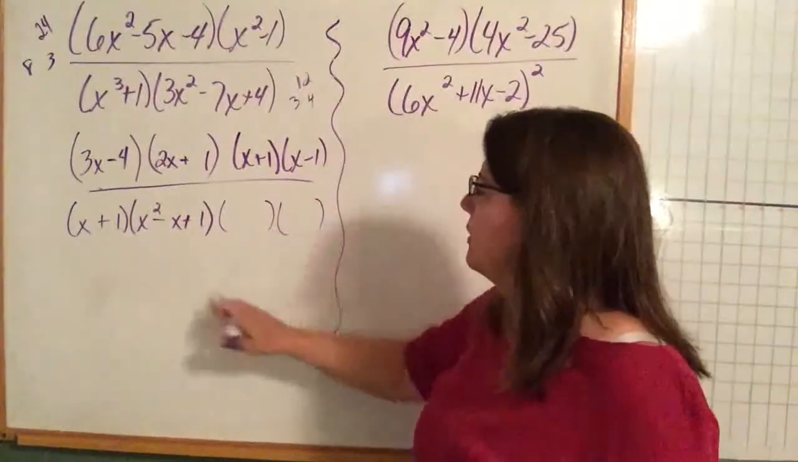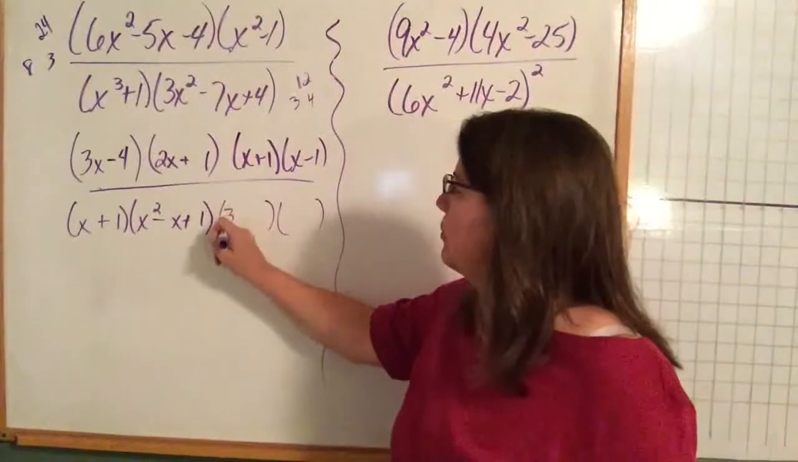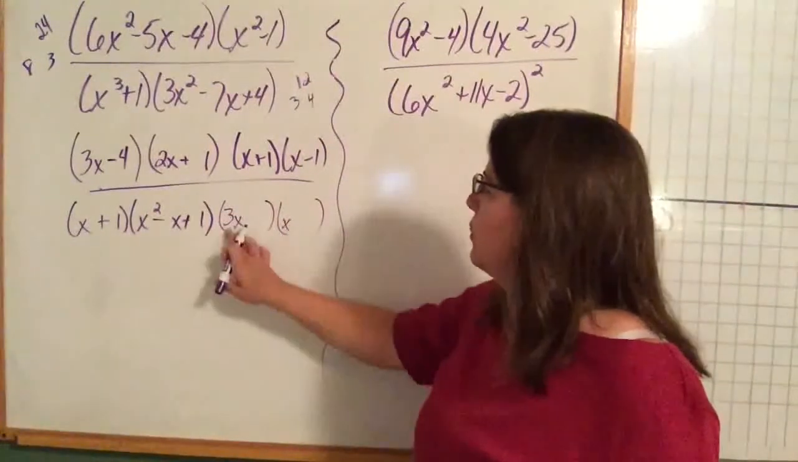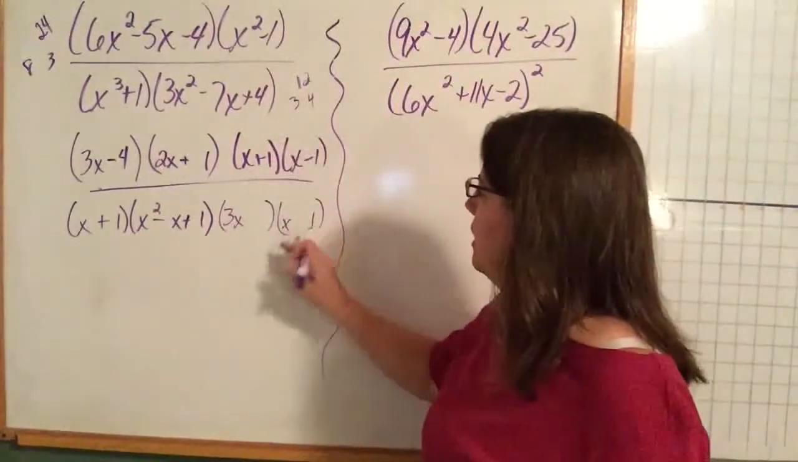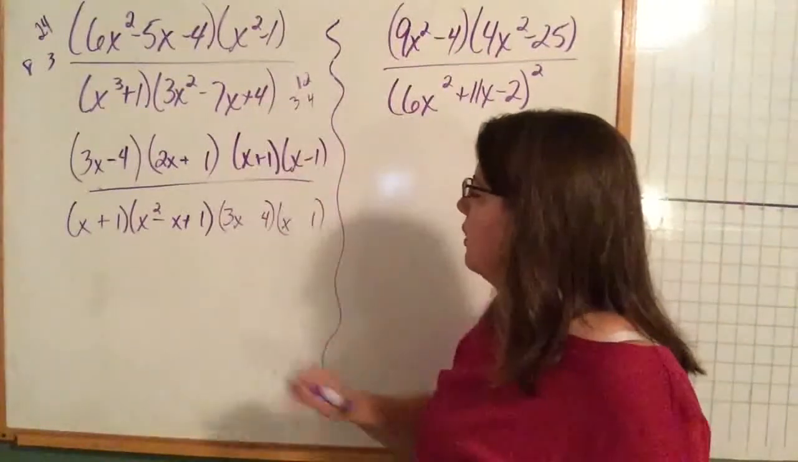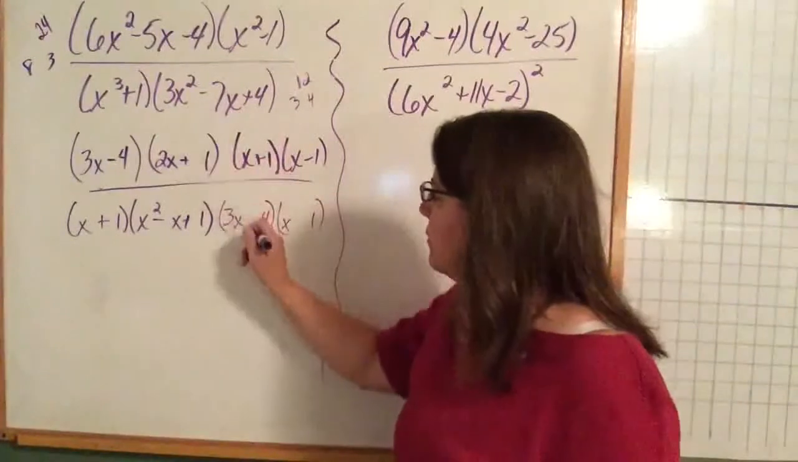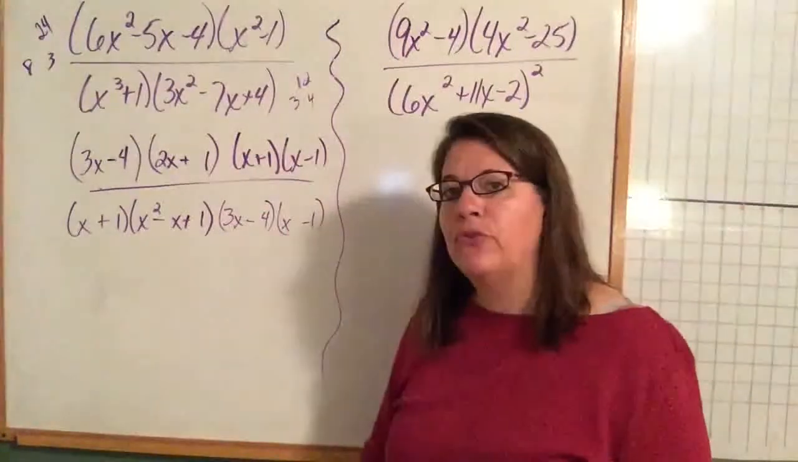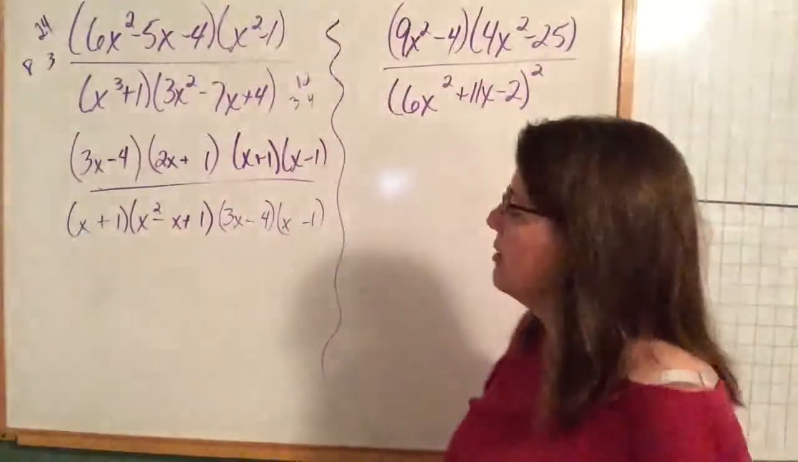I do my 2 sets of parentheses. Factors of 3 would be 3x and x. 3 times what gives me 3? That would be 1. 1 times what gives me 4? That would be 4. 4 times 1 is 4. Signs are the same, and they're both minus. So we've factored all the trinomials there. We've done all the factoring that we can possibly do.